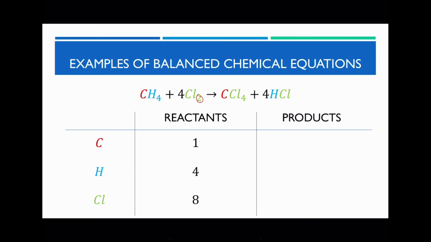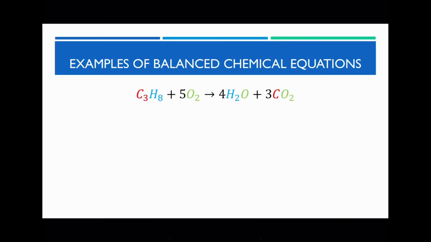So how many carbon atoms are there on the right? We can also see there's 1. For hydrogen, we also see there's 4, because 4 times 1 is 4. And for chlorine, there are 4 chlorines plus another 4 here as well, because we have to multiply that coefficient by everything in that molecule. So that would also equal 8. Now, when the numbers for each single atom are the same, we consider this type of chemical equation to be balanced. This particular example is just slightly more difficult than the one before, but again using the exact same principles.